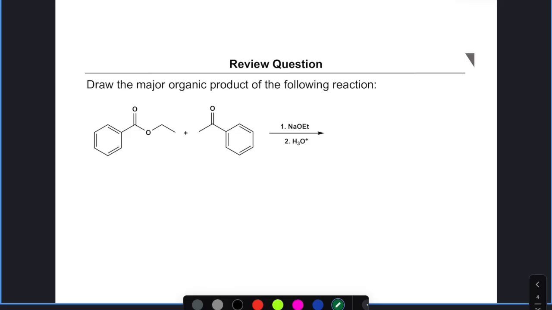So here's your review question. If you have these two components in these conditions, what is your product?